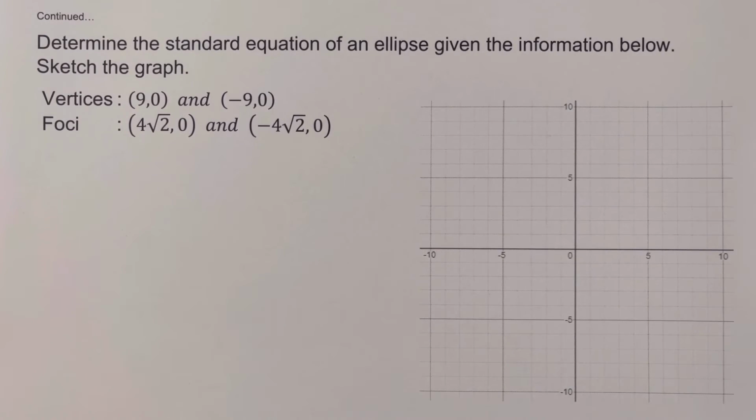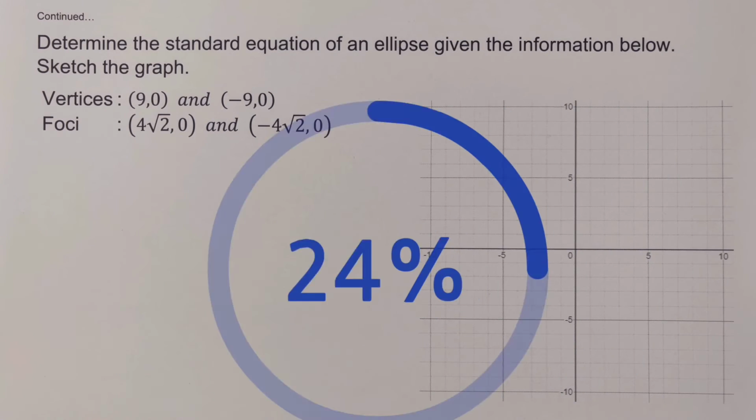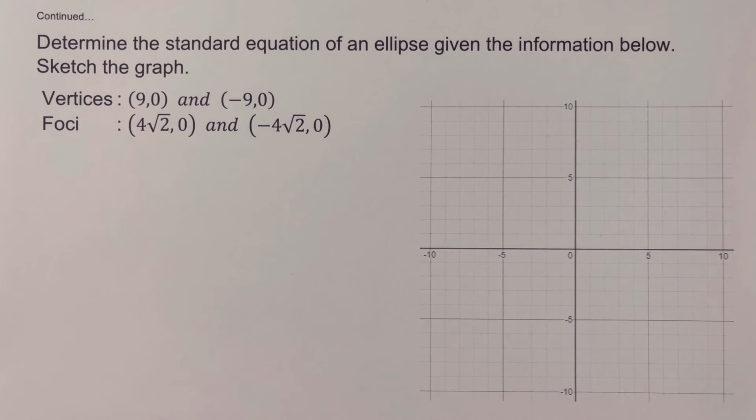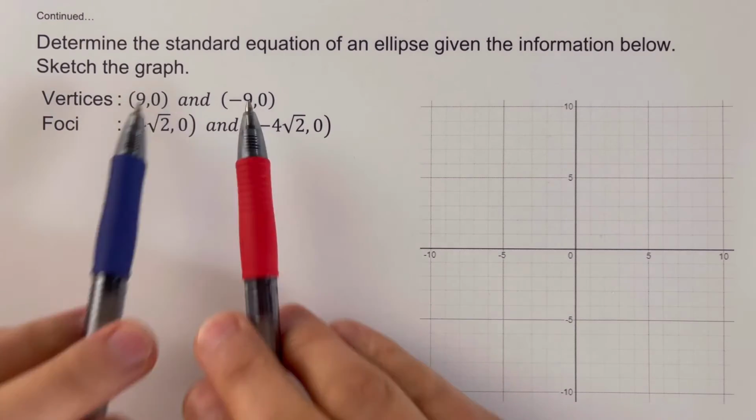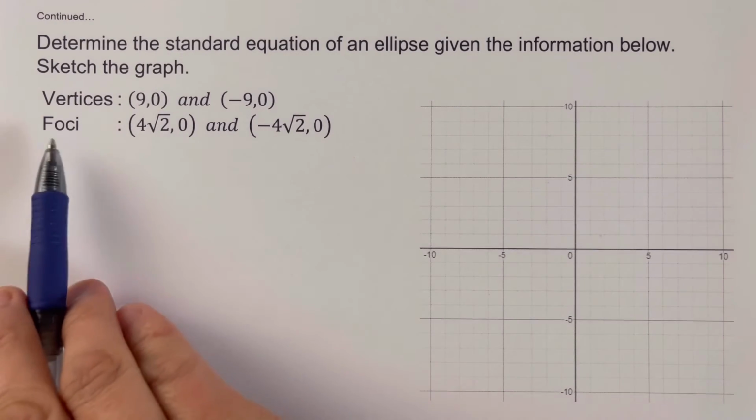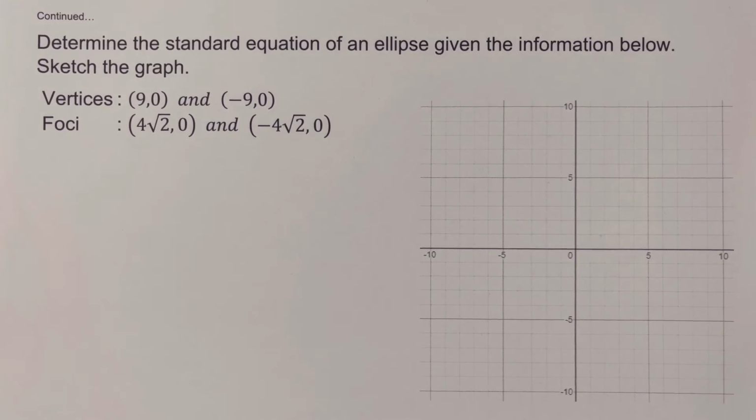At this time, I would encourage you to pause this video and try this problem out on your own. When you're done, unpause it and check your answer. Okay, so let's go over the problem here. We're given the coordinates of the two vertices and the coordinates of the two foci. So we go ahead and sketch these two vertices and these two foci.